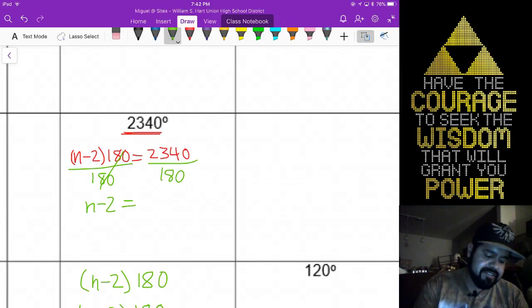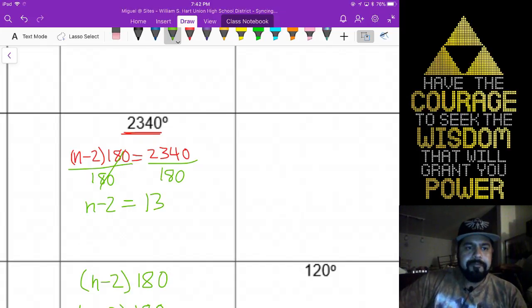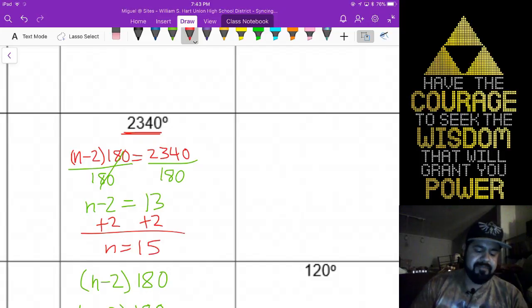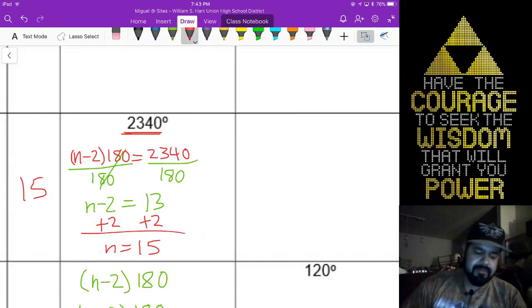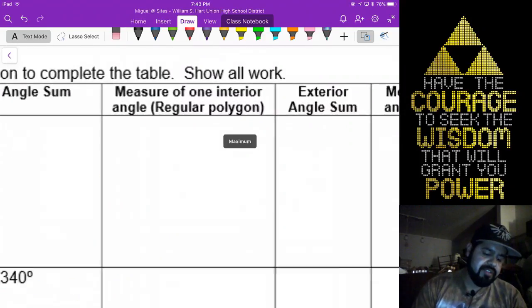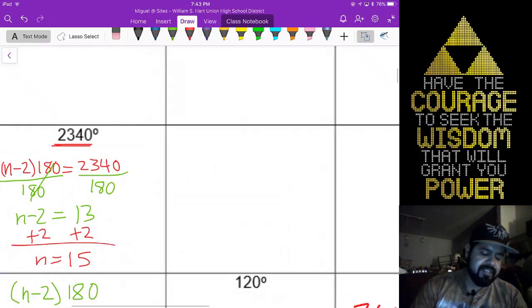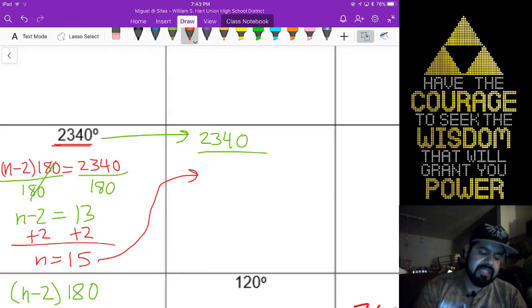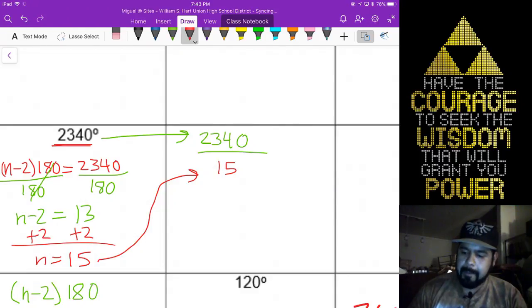So that gives us a nice 13. But I gotta add 2 to both sides. So then n equals 15. So now that I know what n equals, we can go right back here and remember that the measure of one interior angle is just the total sum divided by the number of sides we have, which we literally just found. Which I can fix on my calculator. And that gives us a nice, beautiful 156.